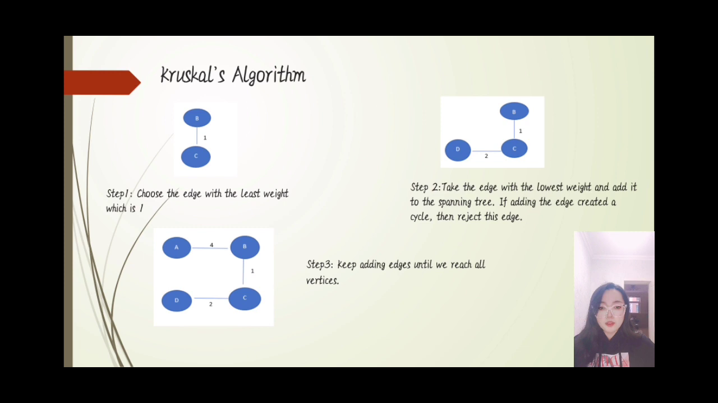The next one is Kruskal's algorithm. There are 3 steps of this one. Step 1 is to choose the edge with the least weight, which is equal to 1. Then we should take the edge with the lowest weight and add it to the spanning tree. If adding the edge creates a cycle, then reject this edge. Finally, keep adding edges until we reach all vertices.